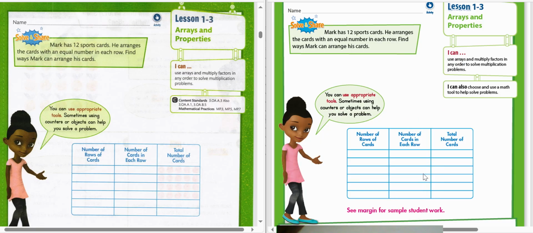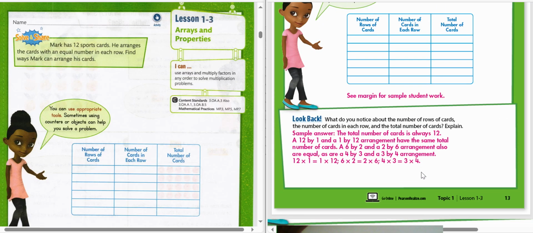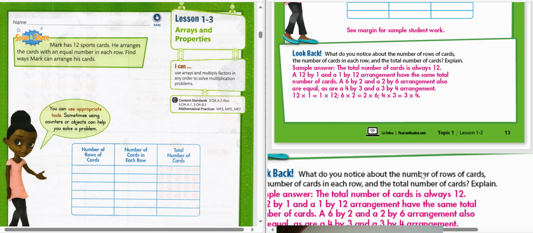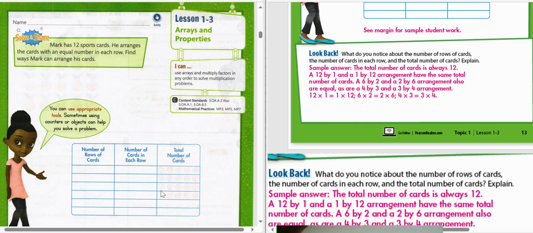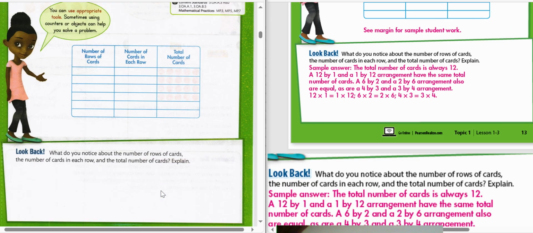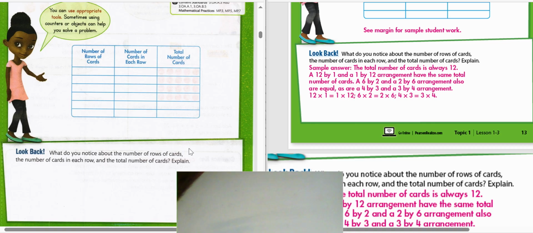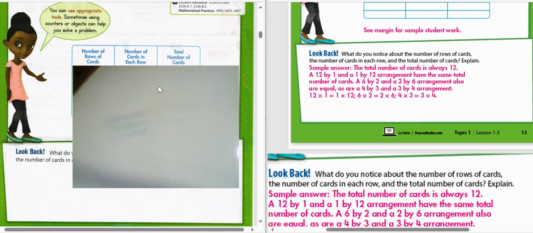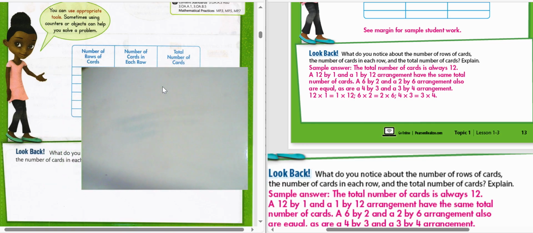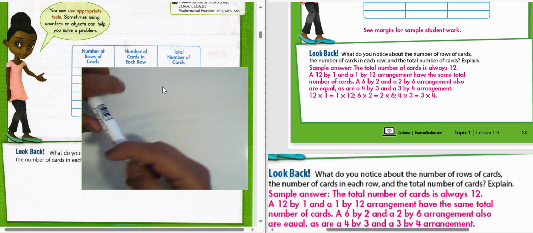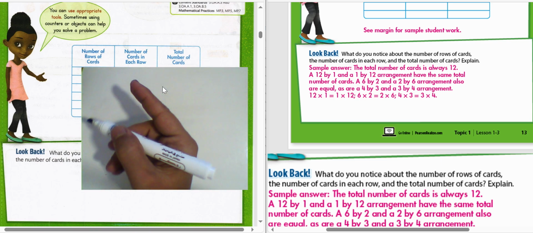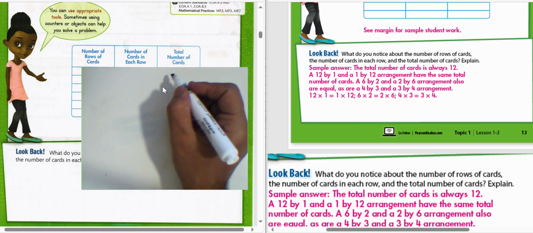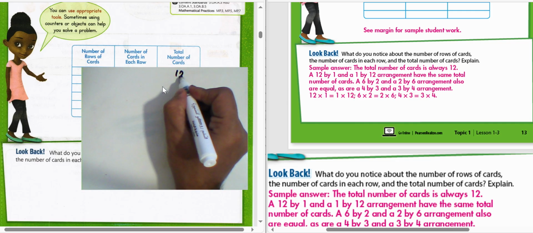Okay, then the solution here in the table. You can write the answer down, and you can complete the table here. I will complete the table. Look at the steps here. I will write the answer here: number of rows of cards, number of cards in each row, and total number. The total number was 12.